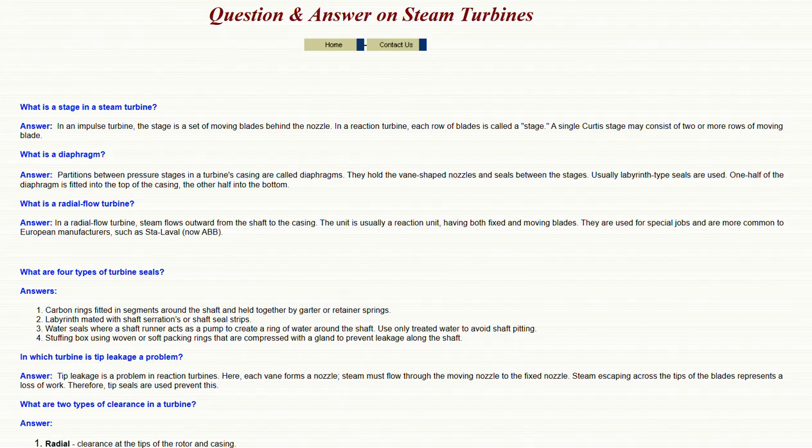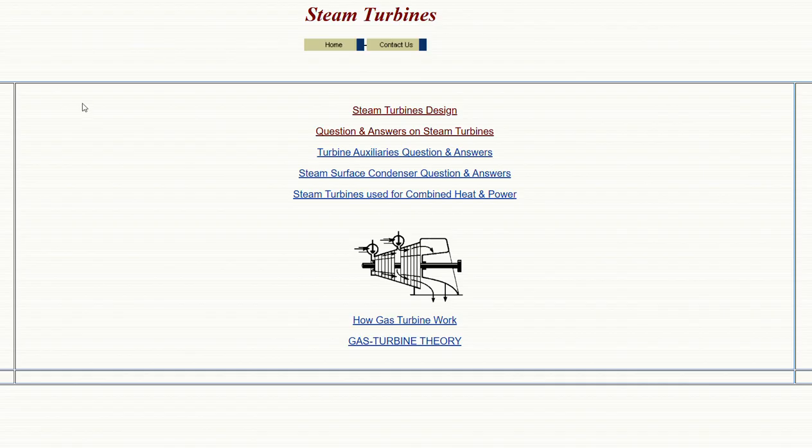I have prepared a few very short questions, but very important regarding the interviews coming. Your GTS programs are MTOs. You can prepare well from that. So let's start from the basic steam turbine design.